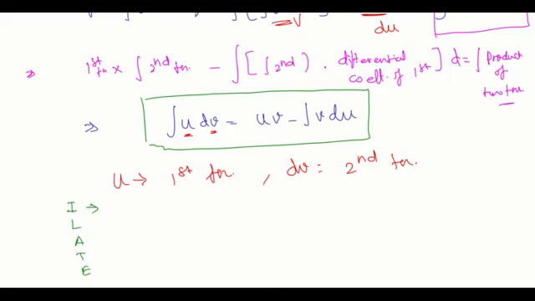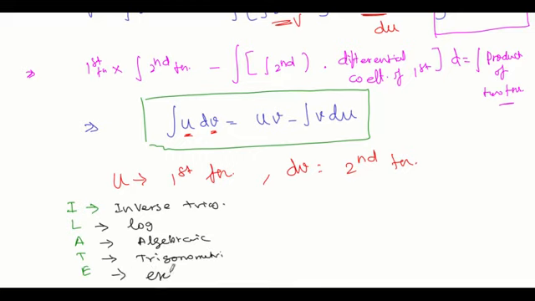What does I stand for? I stands for inverse trigonometric function. L stands for logarithmic. A stands for algebraic. Then T stands for trigonometric. E stands for exponential. Okay, children, why did I write this one?